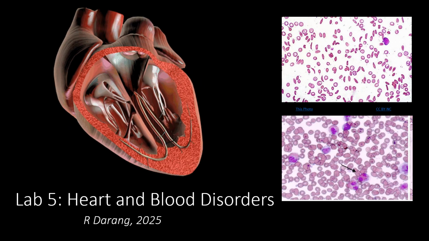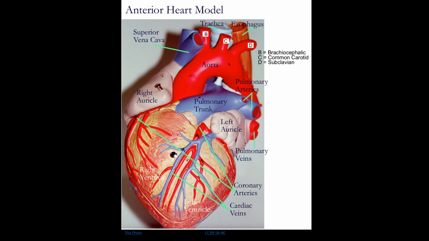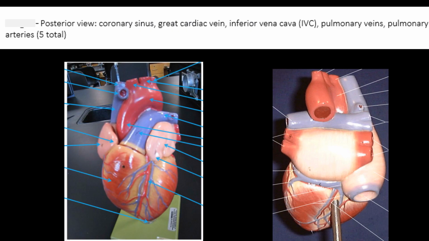Lab 5, Heart and Blood. So in the lab, you will see different heart models that look something like this, and you are to label the different structures. So here's a sample of another model that we have in the lab.